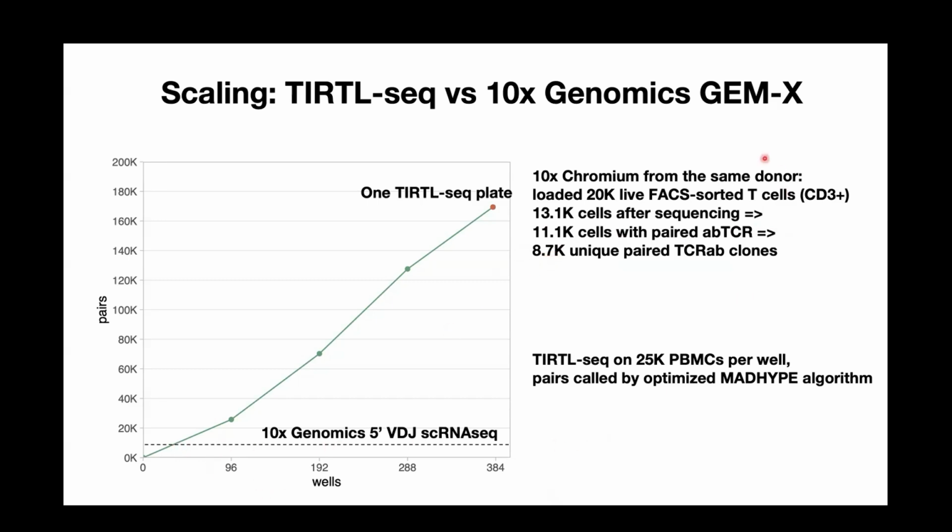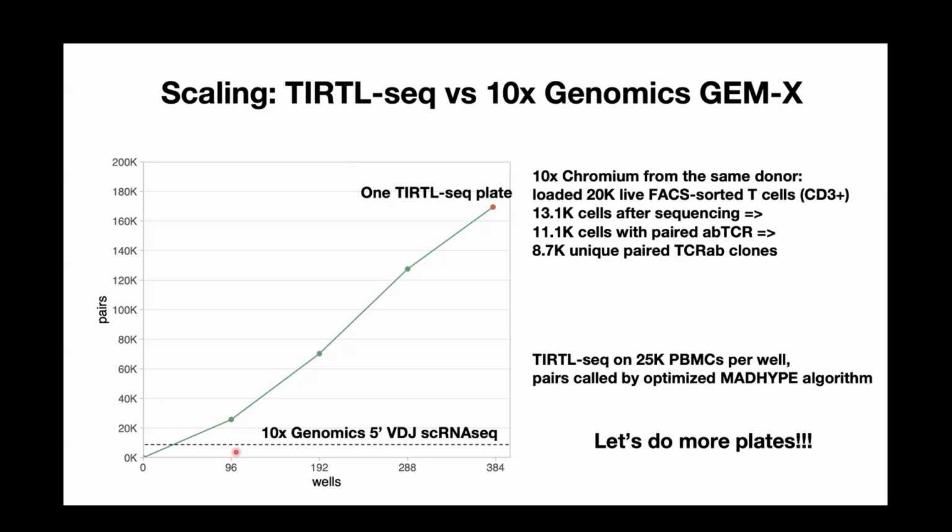Then this cost $2,000, and we did a TIRTL-seq 384 well plate, which cost $200, and we loaded 25,000 PBMCs per well, so 10 million total, and we got about 170,000 pairs from it. And then, of course, you could downsample. You could imagine if I only analyze 96 wells, you are still better off with the TIRTL-seq protocol than with 10x. And because it's so cheap, we could add additional plates.